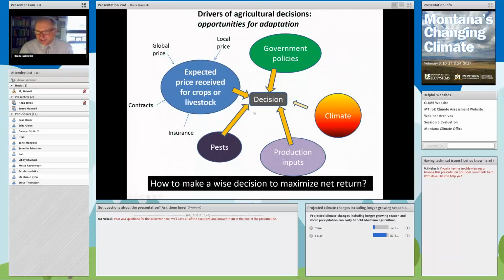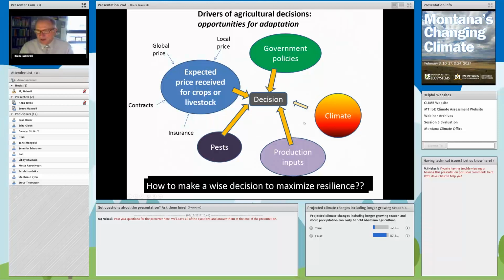And thinking more about how we make wise decisions to maximize resilience in our system is probably a better way to look at it than simply year-to-year maximum net returns. So I like to think of our system, our production, our net return on the y-axis here over time, and the ball might be our system here, sitting on this plateau.